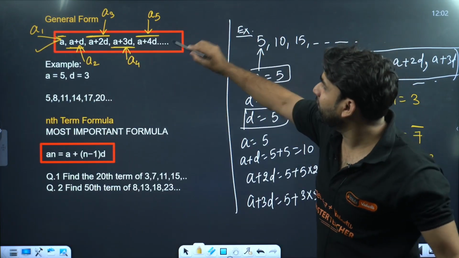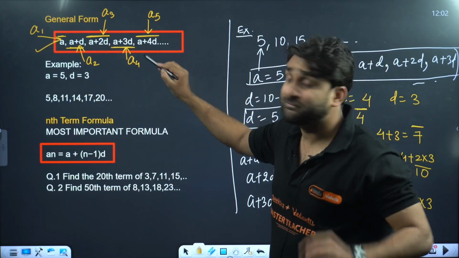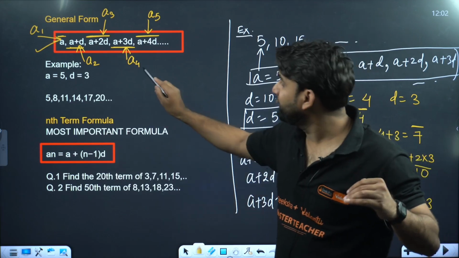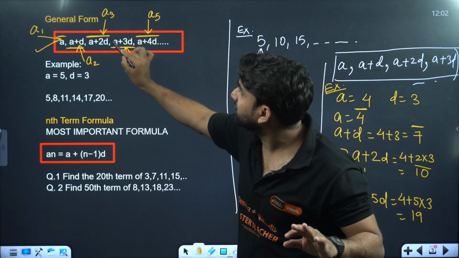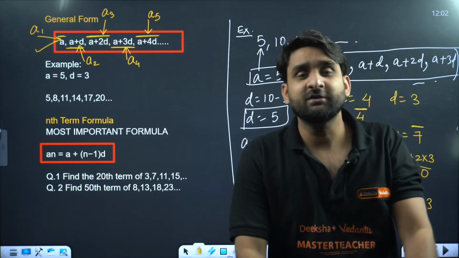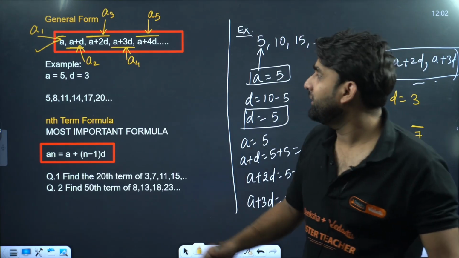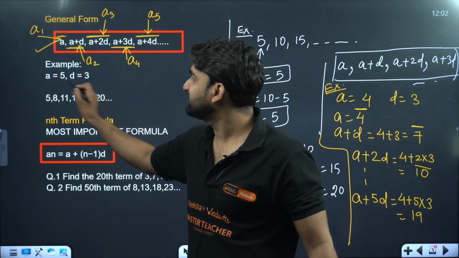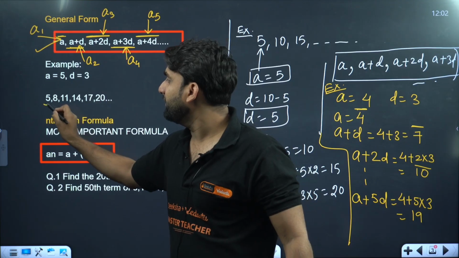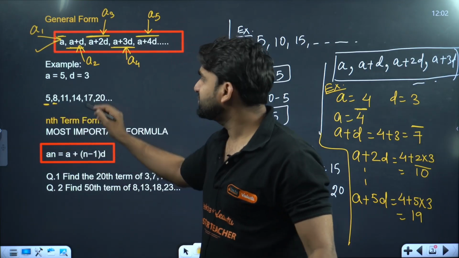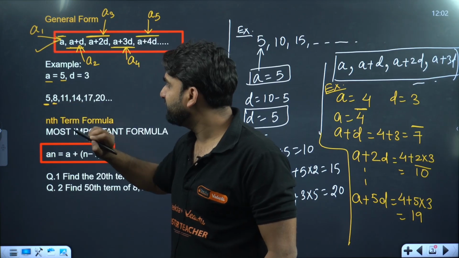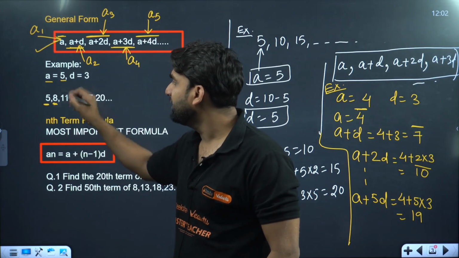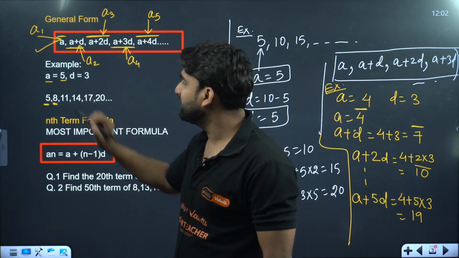If you are calculating the fifth term, take A plus 4D, one less D. If you are calculating the fourth term, D will be 3. If you are calculating the third term, D will be 2. So this is the trick, my dear champion. Similarly, if A is 5 and D is 3, the AP will be 5, 8, you just need to add 3. So 5 will be the first term and 5 plus 3 will be the second term. A plus 2D will be the third term, and so on.